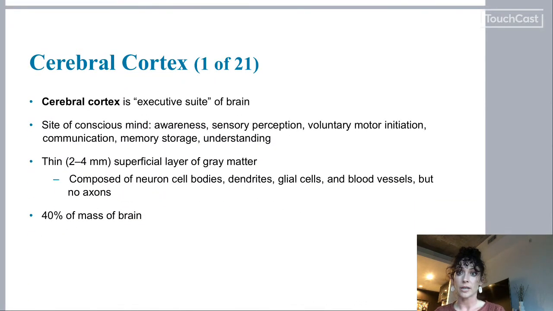Our cerebral cortex is the executive suite of the brain. It's going to be our site of the conscious mind, our awareness, our sensory perception, voluntary motor initiation, communication, memory storage, and understanding. So incredibly important, all of the capabilities of our cerebral cortex. It's super thin, about 2 to 4 millimeters of that gray matter. It's composed mostly of neuron cell bodies, dendrites, glial cells, and blood vessels, but has 0 axons, and also accounts for about 40% of the mass of our brain.